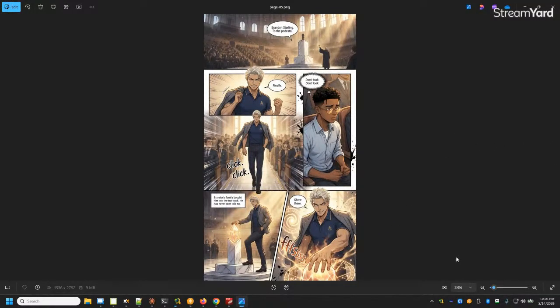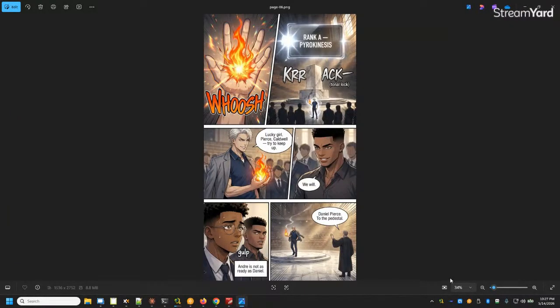Right. And here's Brandon, sort of like the bully character. Brandon Sterling to the pedestal. Finally. All right. And as he walks up to the crystal and touches it, again, the bot can't catch everything, right? So there's an inconsistency where he has the suit on, but not fully on here. No big deal. He has rank A pyrokinesis. And again, this is using GPT Image 2.0. All of this is generated.